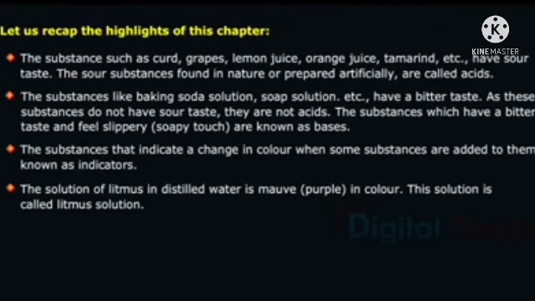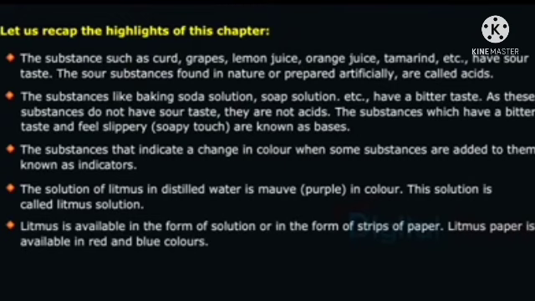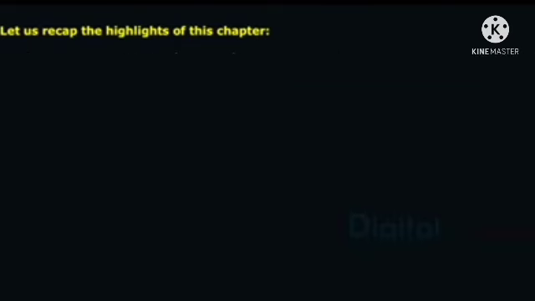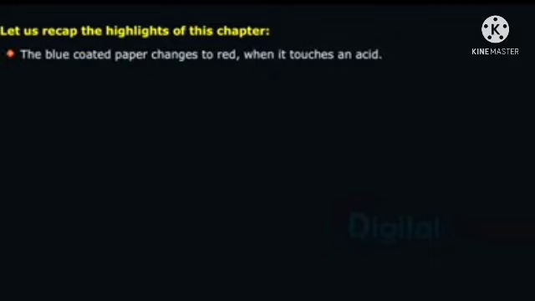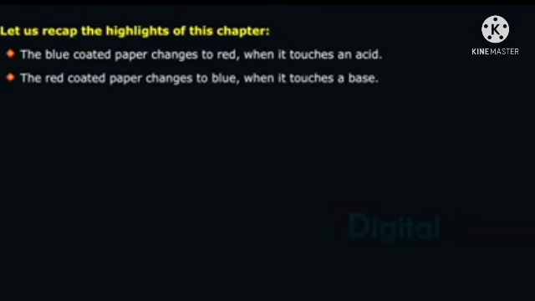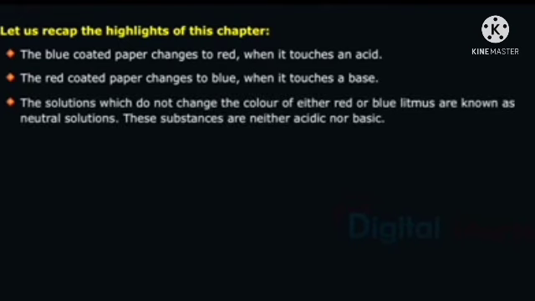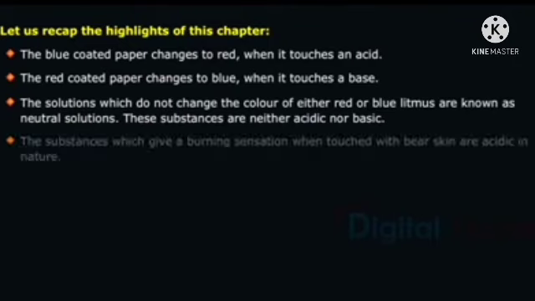The substances that indicate a change in color when some substances are added to them are known as indicators. The solution of litmus in distilled water is purple in color; this solution is called the litmus solution. Litmus is available in the form of a solution or in the form of strips of paper. The blue litmus paper changes to red when it touches an acid. The red litmus paper changes to blue when it touches a base.